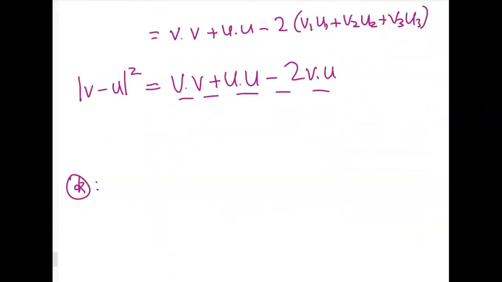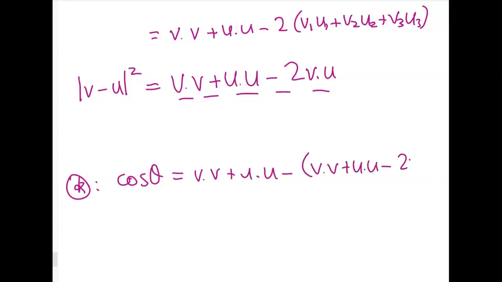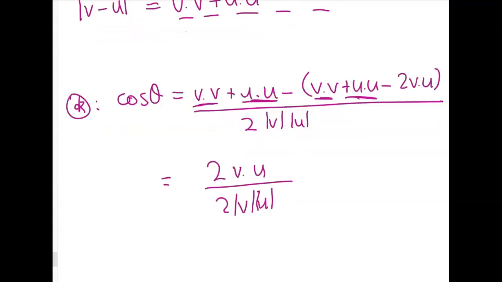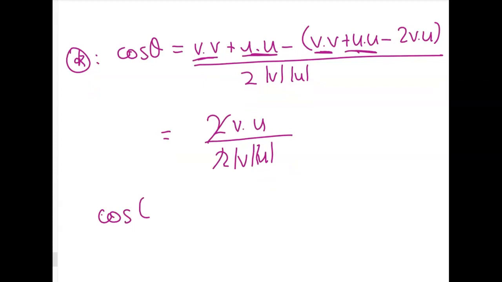So star gives me this. Cos of theta is equal to v dot v plus u dot u minus (v dot v plus u dot u minus 2 v dot u), divided by 2 times the magnitude of v times the magnitude of u. And you should be starting to feel really happy now, because we can see that what we've got here is v dot v take away v dot v, u dot u take away u dot u, and we're left with 2 times v dot u over 2 times the magnitude of the two things. And that gives me my final really nice result, which is this one here.